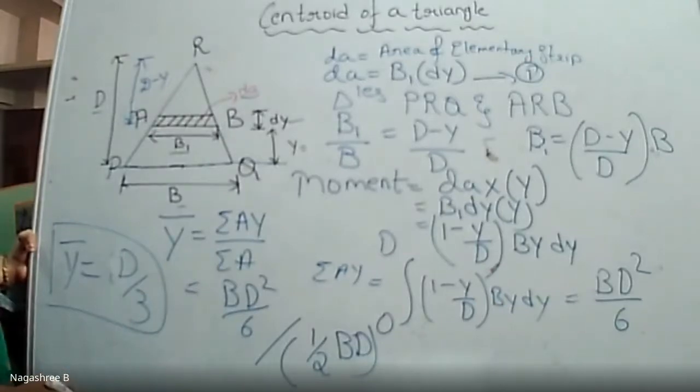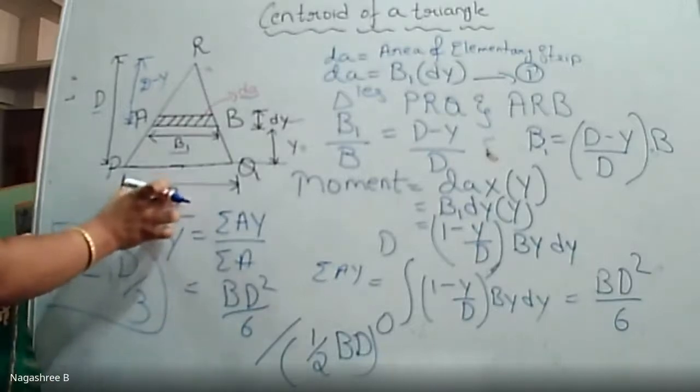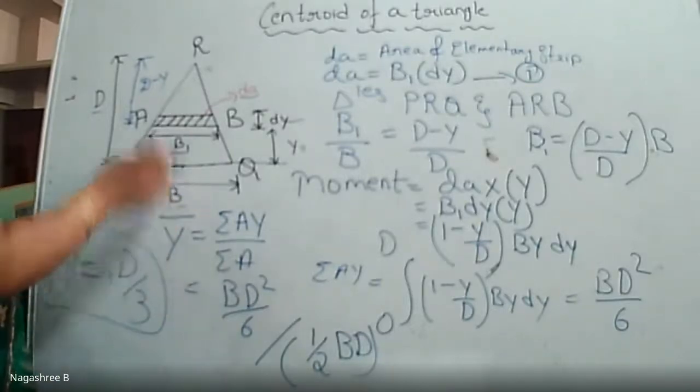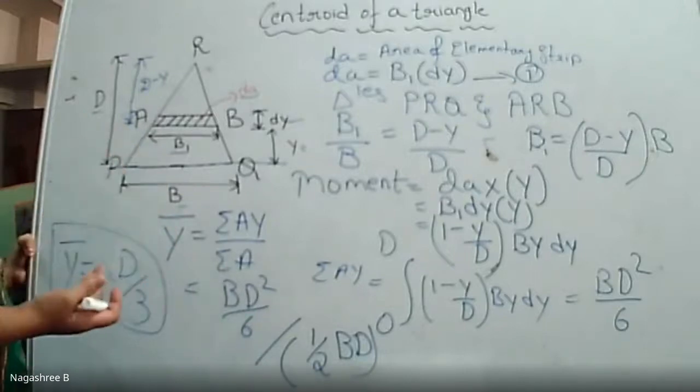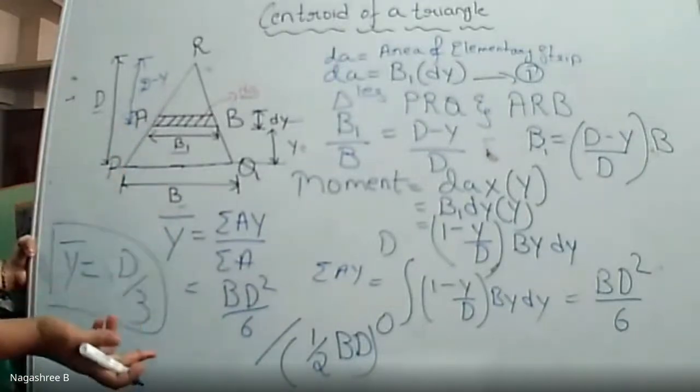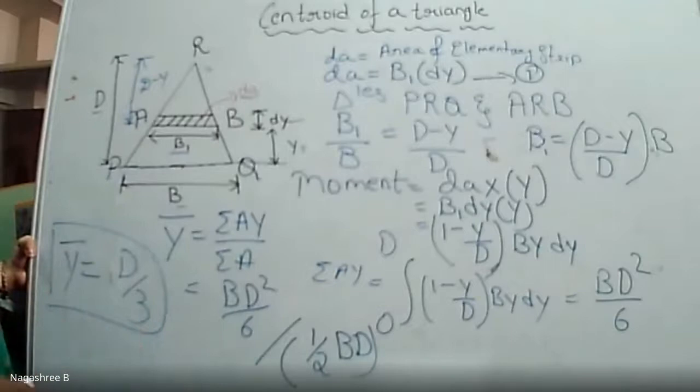If this is an equilateral triangle, then the value of x bar will be exactly half of the base. If it is a right angle triangle, the same format is to be used for the determination of the respective centroidal distance.